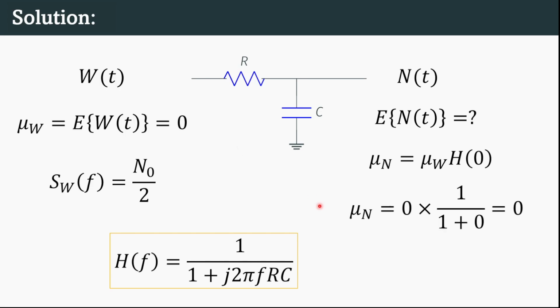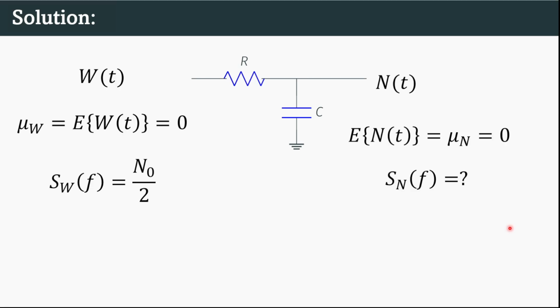So substituting both of them, mu w is 0, and H of 0 you get by substituting f with 0. You get 1 by 1 plus j times 0, which is equal to 1, and the overall result will give you mu n equal to 0. So what is the mean of the output process? That is equal to 0.